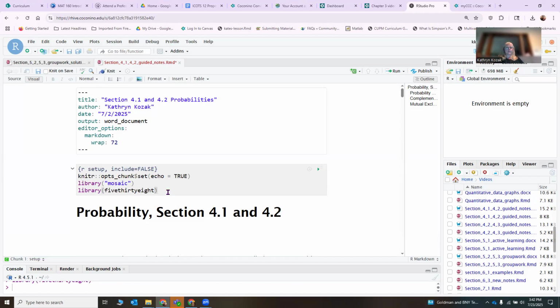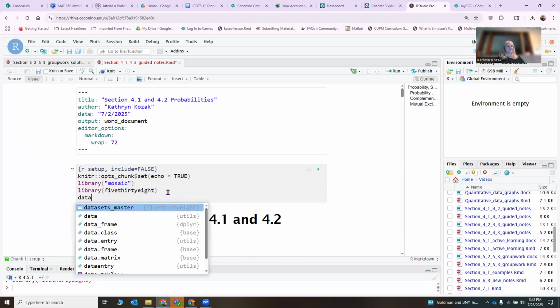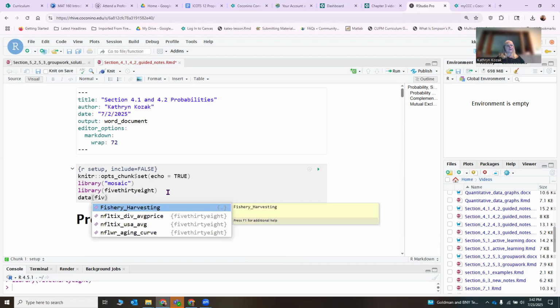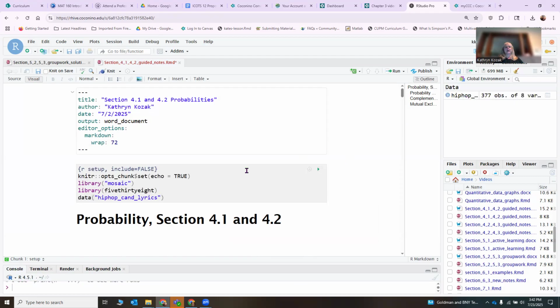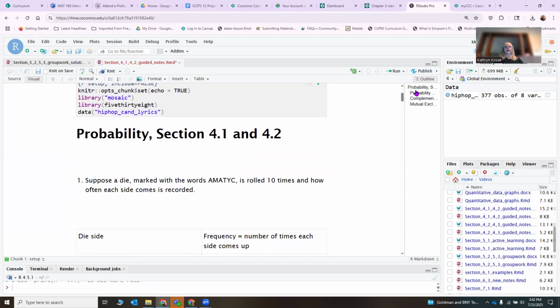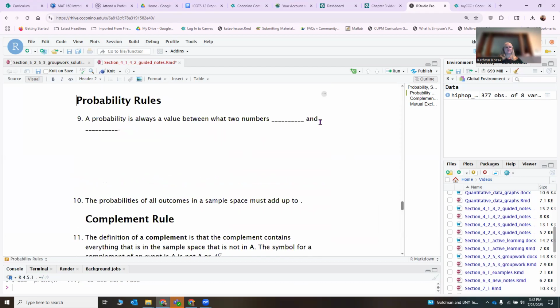Oh, I know why. I'm going to put in data 538. No, that's the package. So the data is the hip hop. There we go. So now my hip hop is in there. I can now see it's there, and I can come back to my probability.